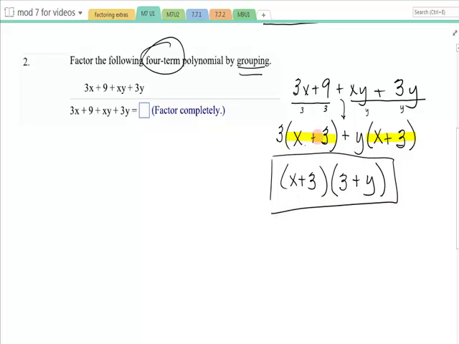I'm just going to show you how you could check it by FOIL. Product of the first, x times 3, I would call 3x. Outer product, x times y is xy. Inner product, 3 times 3 is 9. Last, 3 times y is 3y. This is first, outer, inner, last. These are not in the same order, but the commutative property of addition says they're equal. So I do have the correct factors, and I used grouping. Let's do another one.